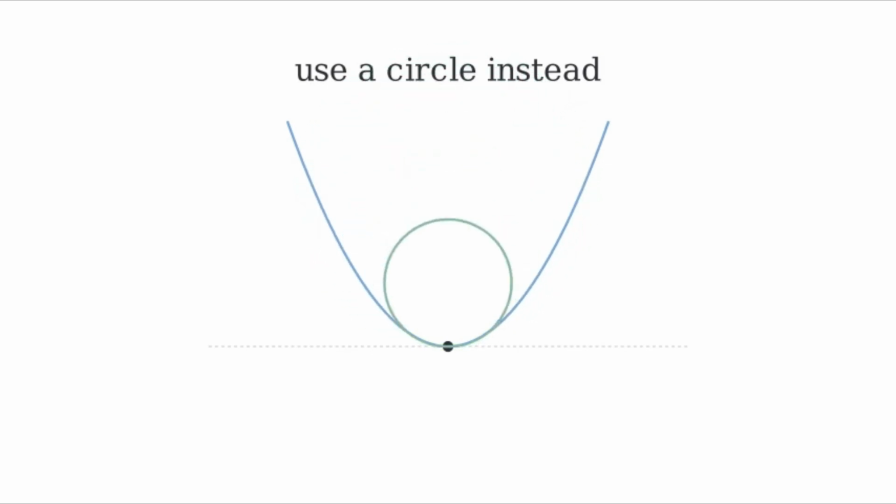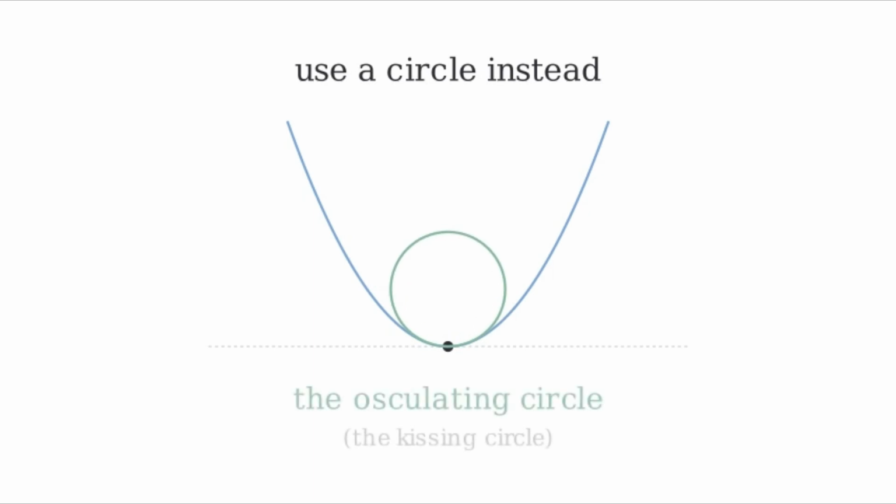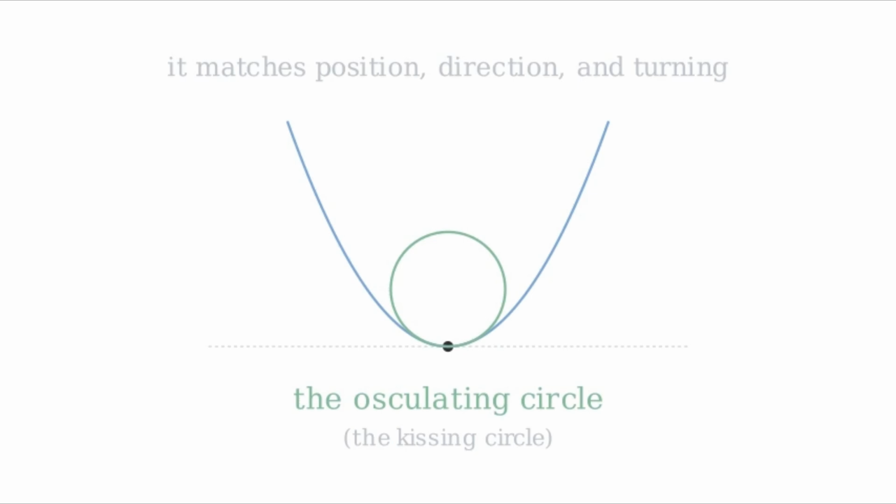Use a circle. At every point, there's exactly one circle that hugs the curve best, matching its position, its direction, and how hard it's turning. The kissing circle. Watch it as we travel. On the gentle stretch as it swells. Enormous. Into a tight bend, it shrinks.